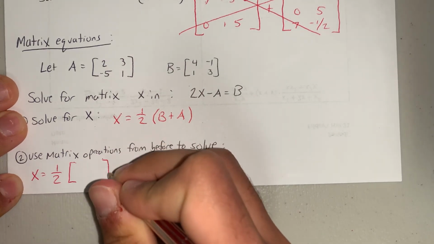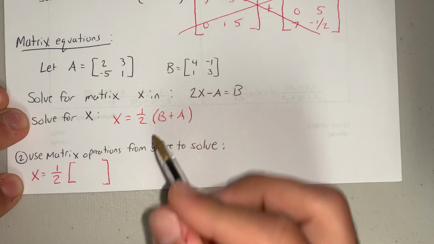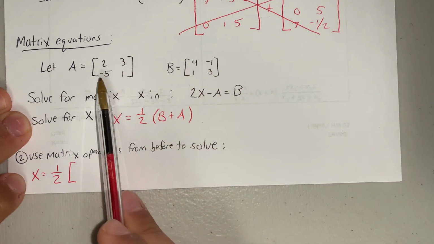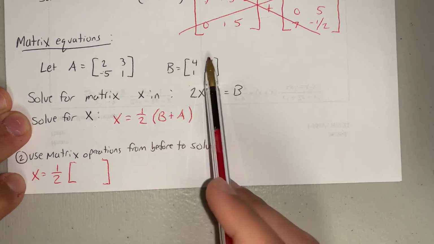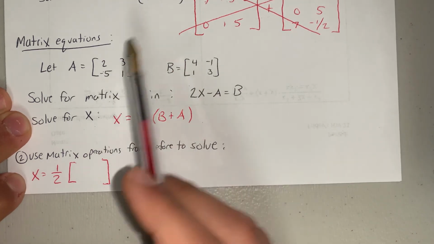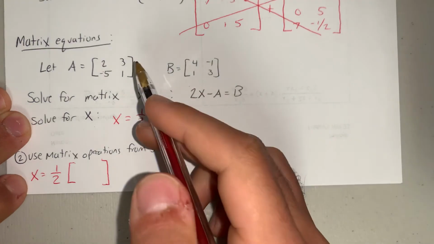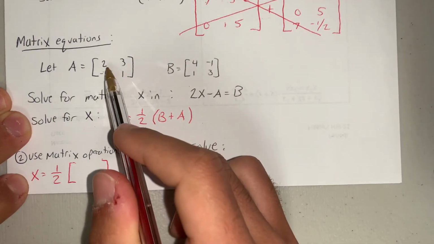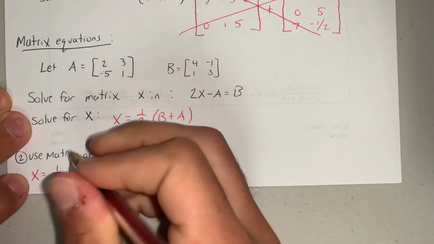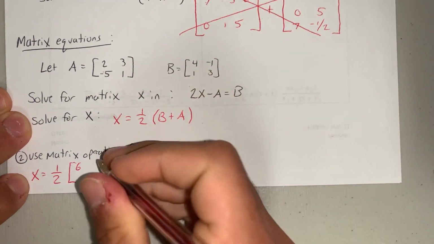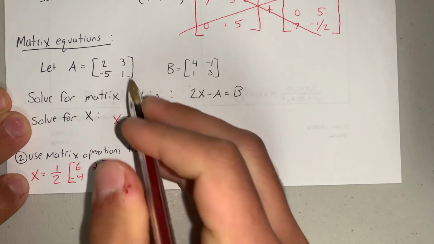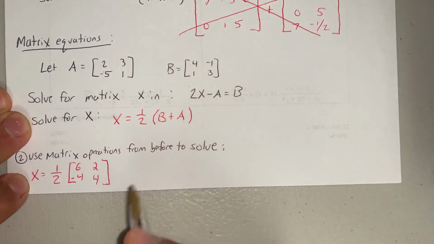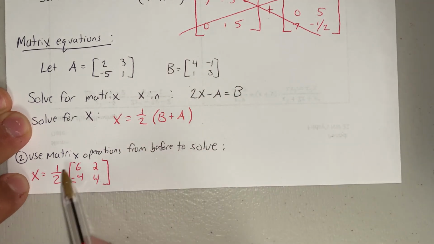Now we need to add matrix B and matrix A, and we need to double check that the matrices are the same dimensions. We see that they are both a 2 by 2 matrix. 2 rows, 2 columns, 2 rows, 2 columns, so that's okay. So we can go ahead and add those together. When we add 2 and 4, 6, 3 and negative 1, 2, negative 5 and 1, minus 4, 1 and 3, 4.